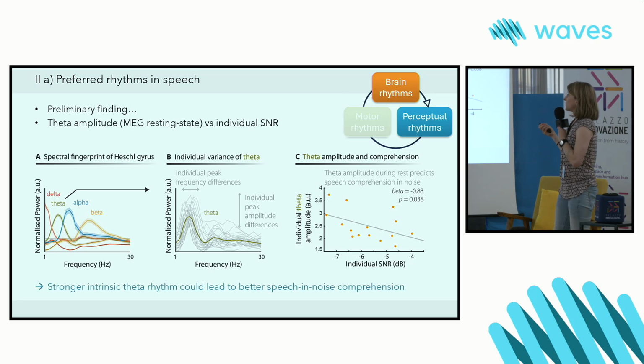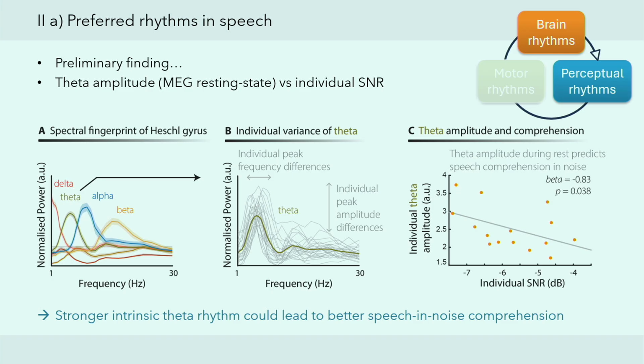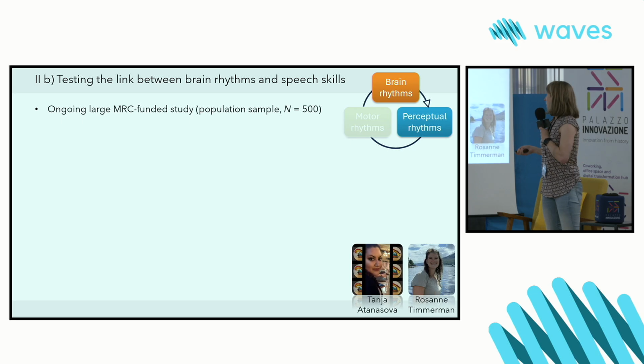So the stronger intrinsic theta rhythm in Heschl's gyrus, and left Heschl's gyrus, could maybe be related to better speech and noise comprehension. And now we're doing a big study to explore this further. This is a large population study with 500 participants. We're about halfway through now.